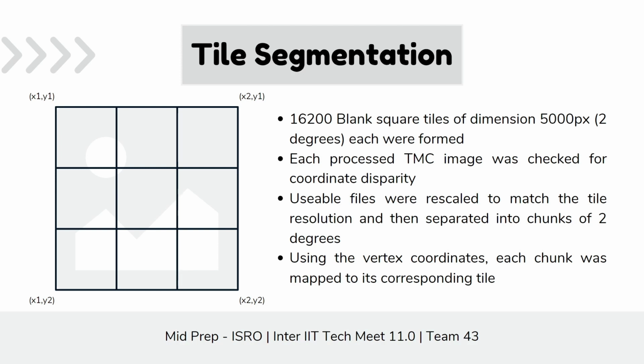These files were then rescaled to match the resolution of the tiles and then separated into chunks such that each chunk was able to completely fit inside one of the 2x2 degree tiles based on the coordinates of the chunk border. These chunks were then mapped onto their corresponding tile and each pixel value was calculated. This was done by taking the mean if the pixel value was non-zero in both the tile and the chunk, or the higher value if 0 was present in either the chunk or the tile.